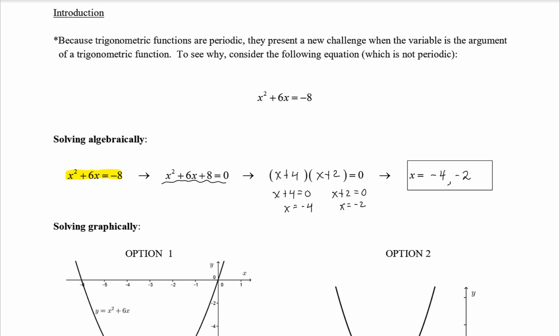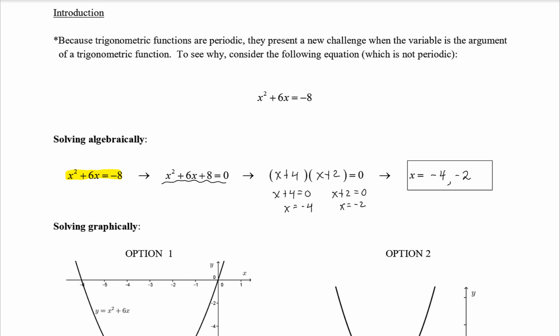It turns out of all the real numbers in the domain of this function, there are two such numbers that make this a true statement. Every other number makes this a false statement. That's important here, that the domain of the function involved is all real numbers. X squared plus 6x is a quadratic function, and its domain is all real numbers. But there are only two real numbers in that domain that make this a true statement: -4 and -2. Every other number in the domain makes this a false statement.